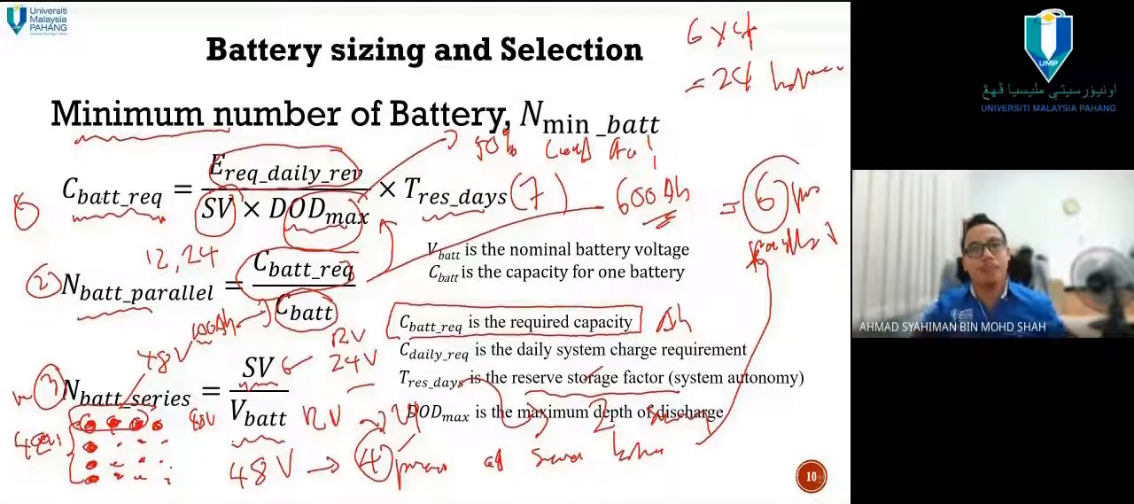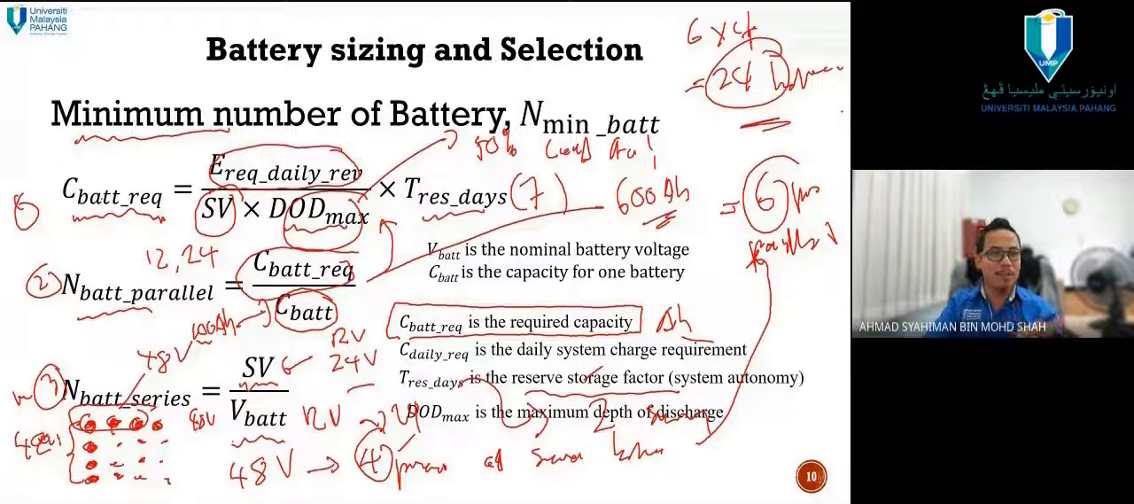Power costs 2,800. Batteries, if one is 800, 10 is already 8,000. The top part needs 24. 8,000 for 10 at 800 each. 20 is already 16k. And then another 4 multiplied with 8, 3,200 ringgit. So you're going to get 19,200 ringgit Malaysia for batteries only.